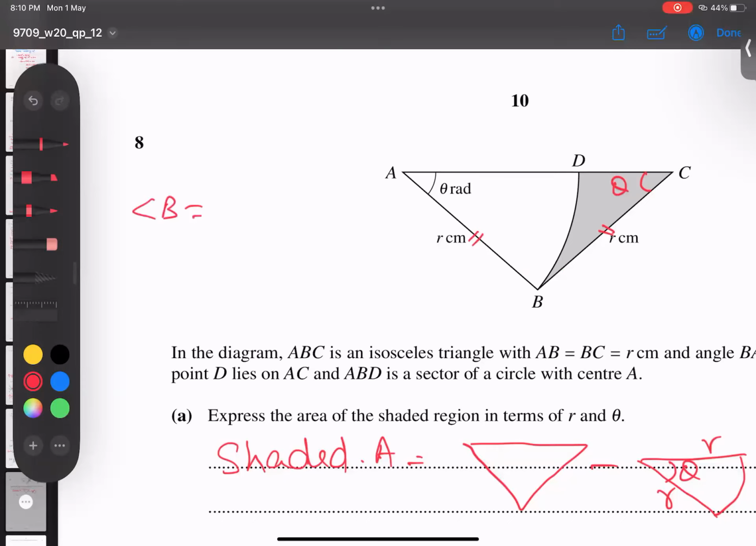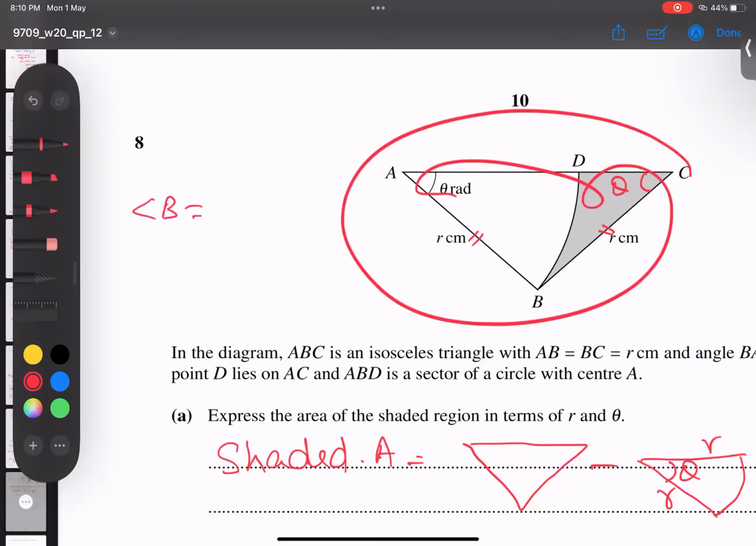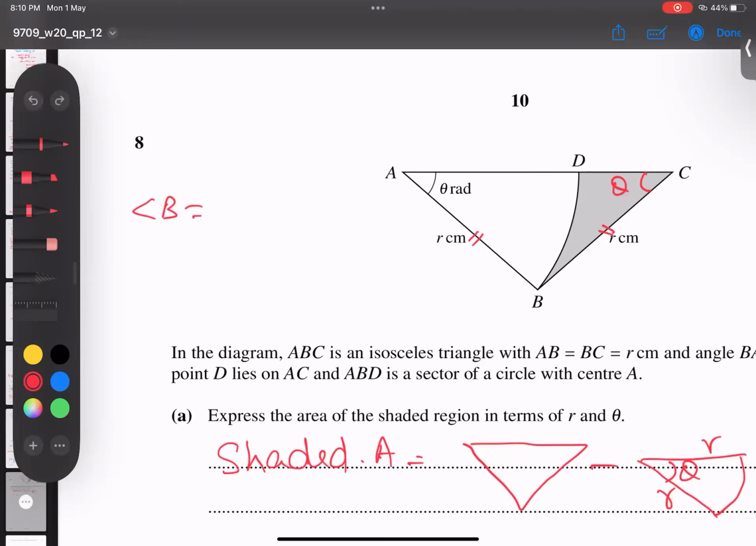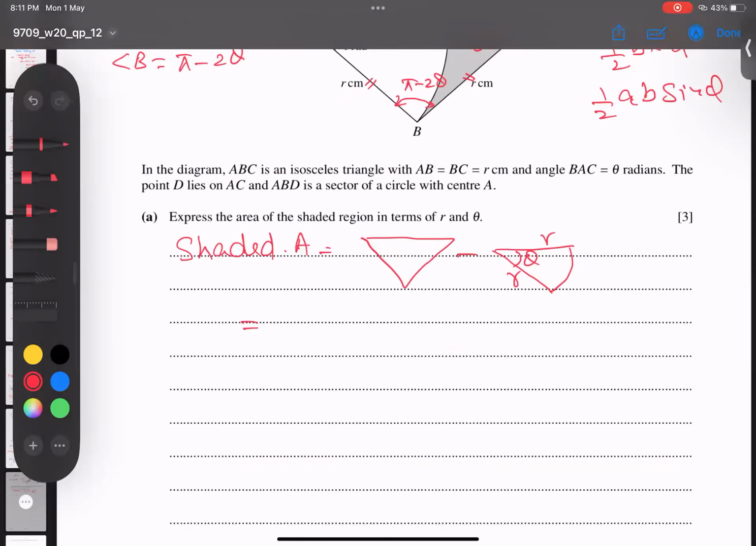Angle B is equal to 180 minus both, or don't say 180 because we are using radians. And please convert your calculator to radian mode. So say pi, because 180 is actually pi. So pi minus 2 theta, because theta and theta make 2 theta. So this is pi minus 2 theta. I hope it is clear. So this is pi minus 2 theta, with radius and radius.